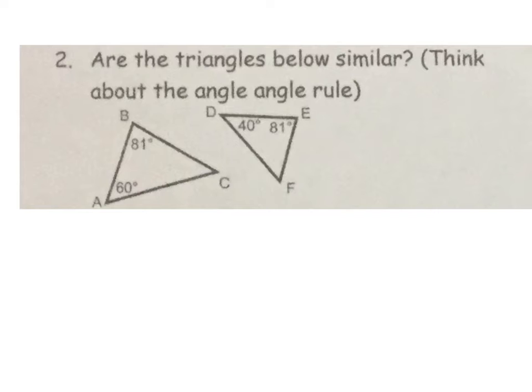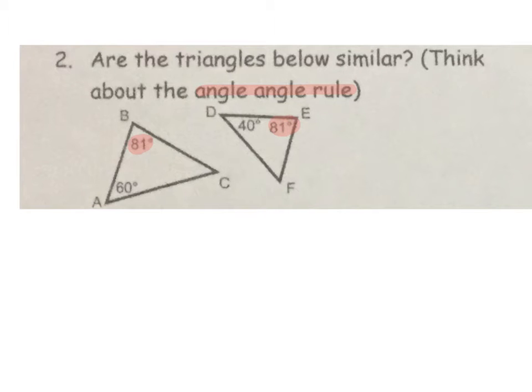All right, so number two, are the triangles below similar? It says to think about the angle rule. So angle rule, okay, in order to be similar, all the angles have to be the same. So I know that this angle here is 81, and this one here is 81, okay? So I know that at least one angle is going to be the same in these two triangles. So we can highlight that. I'll highlight that in red for you.